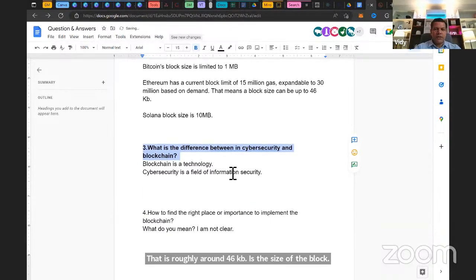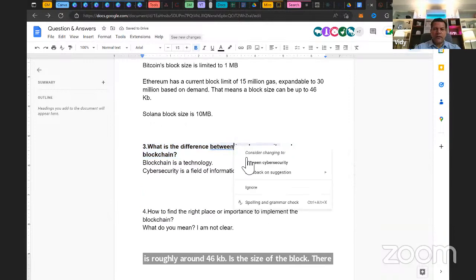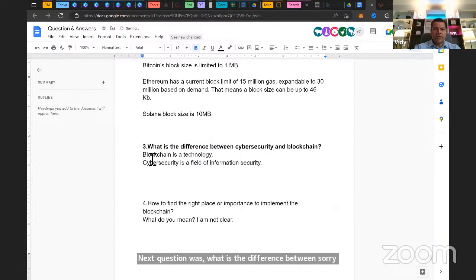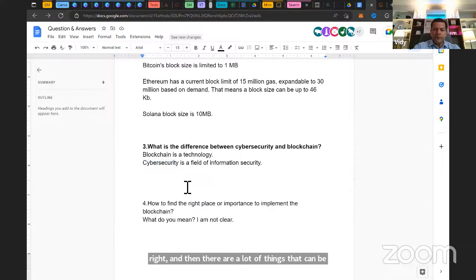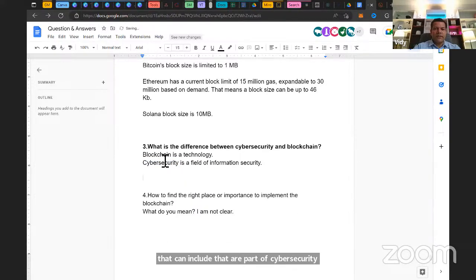Next question was, what is the difference between cyber security and blockchain? So blockchain is a technology, a new technology that we are learning today. Cyber security is a field of information security, right? And there are a lot of things that are part of cyber security. Yeah, so that is the difference. This is a technology, this is a field.